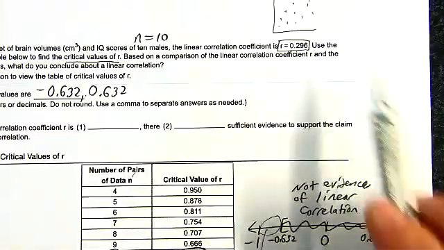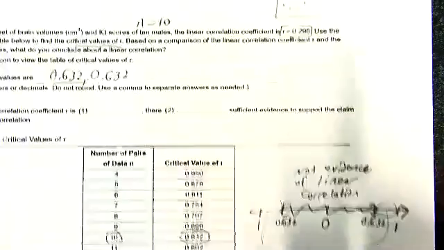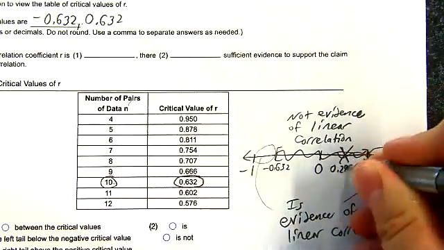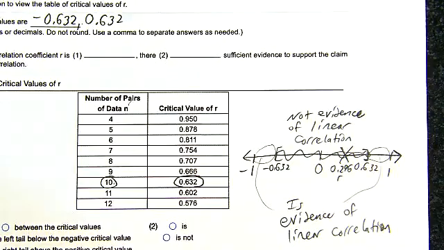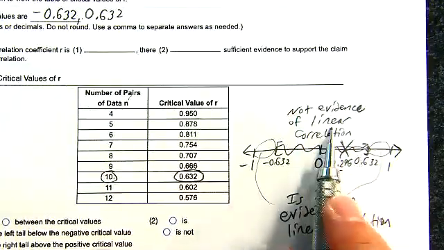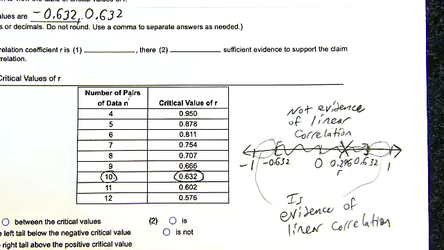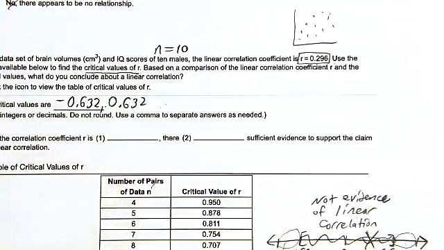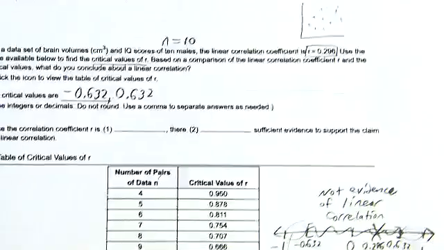Well, an R value of 0.296, almost 0.3, would be right about here. So here's your 0.296 R. And hopefully you can all see that it's clearly in the not linear range. Another way you can think about it real quick: if R is between these two numbers, not linear. If R is outside of these two numbers, there is linear evidence.